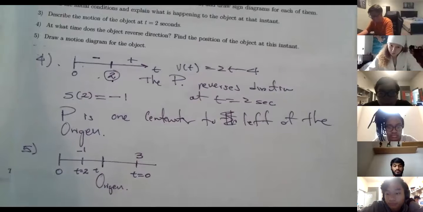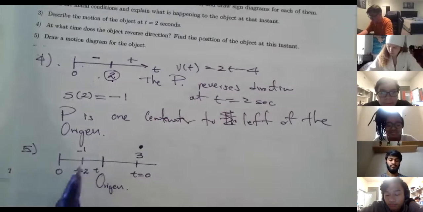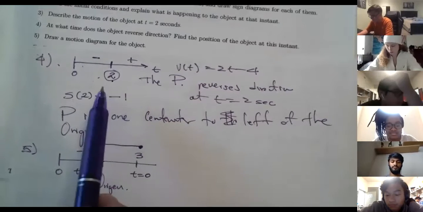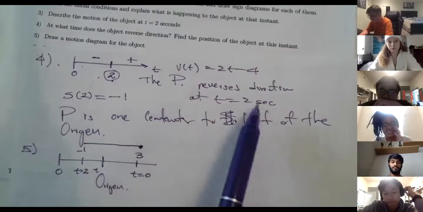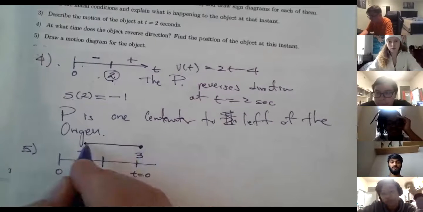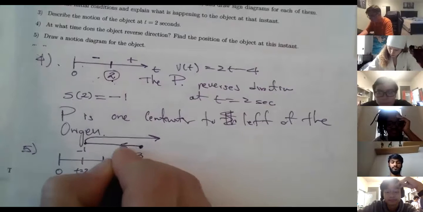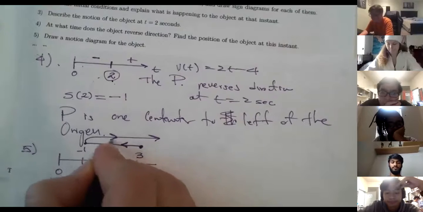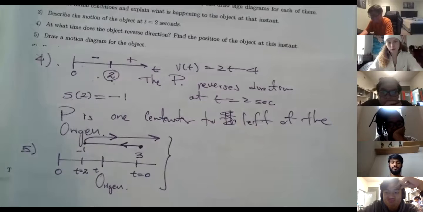So what is the particle doing? The particle starts here, right? And then in this amount of time, it moves up to that position. And we just found that when the time is 2, it is reversing direction. So when the particle gets to be here, it reverses direction. It goes in the other direction. So we start here, moving to the left, and then we get to -1, and then we reverse direction, and then we move to the right. So this will be the drawing for number 5, okay?